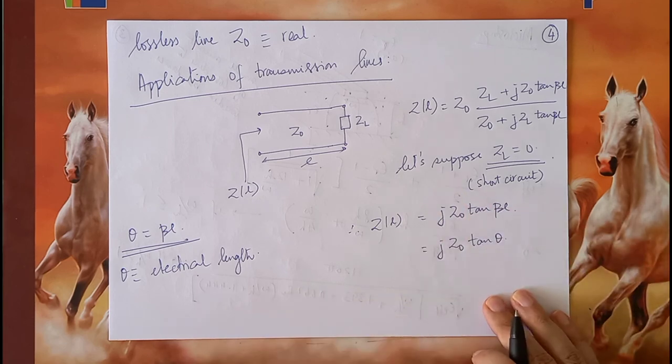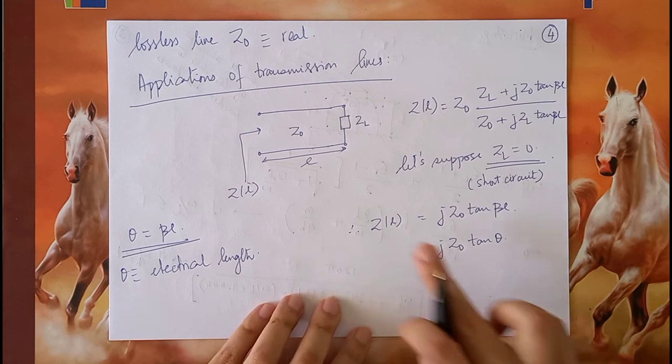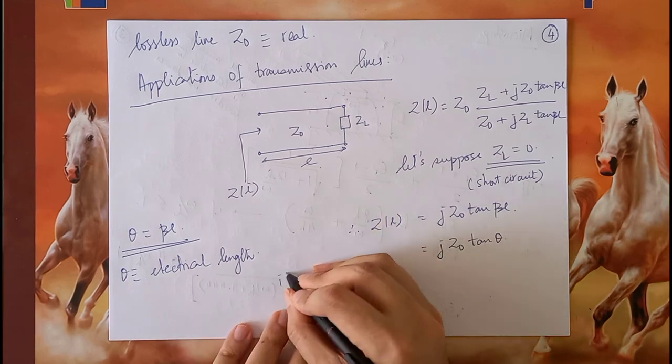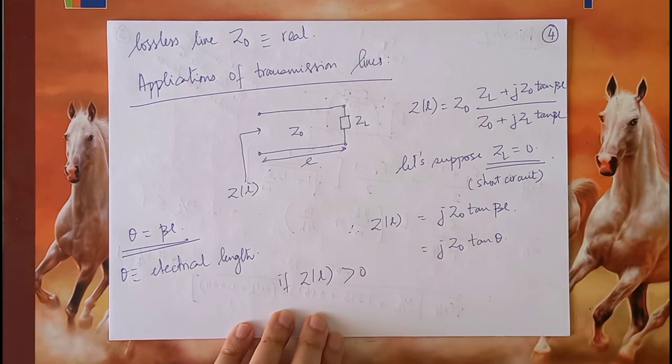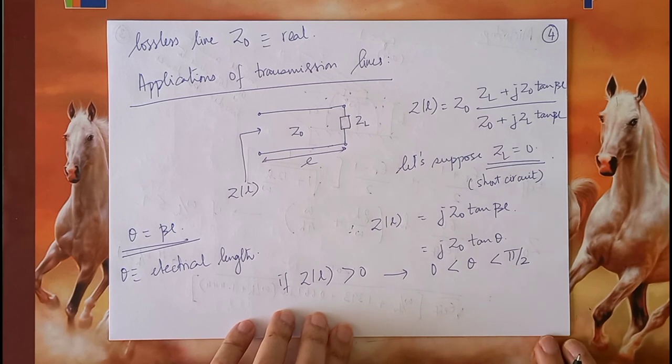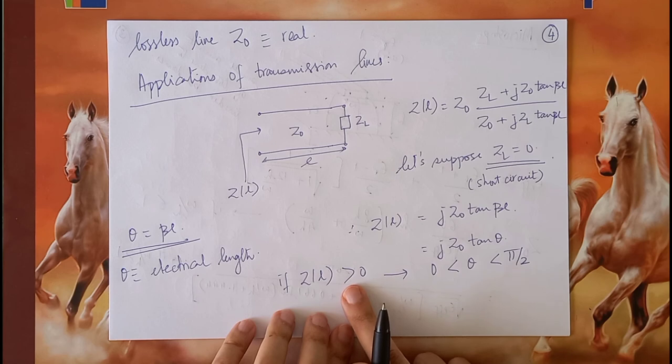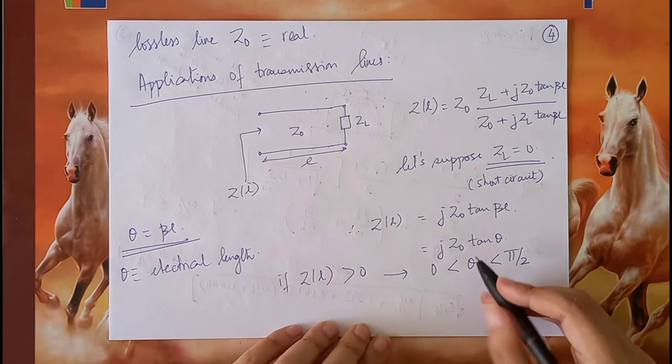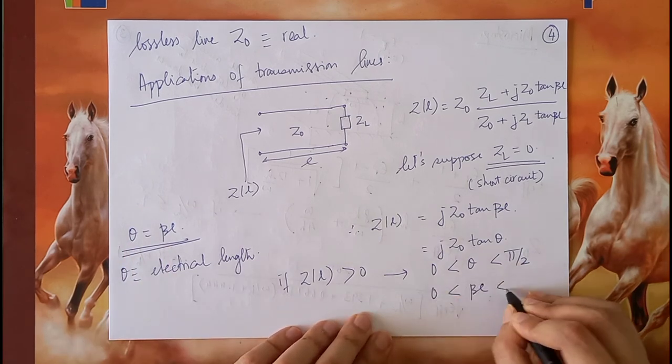So in that sense, if I want my Z of L to be positive, this will happen when theta is more than 0 and less than pi by 2. If it becomes exactly pi by 2, then it will become infinite, which we don't want. So if Z of L has to be positive, theta has to be in this range. Therefore, if theta is beta L, I can substitute that, and beta L has to follow this.